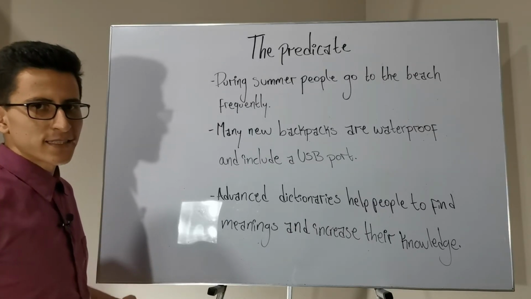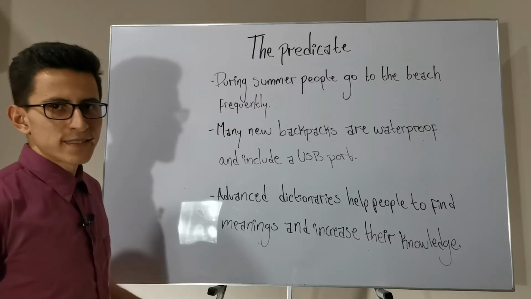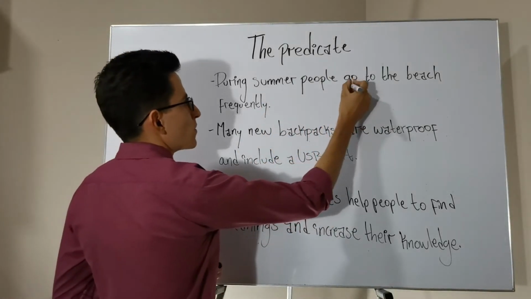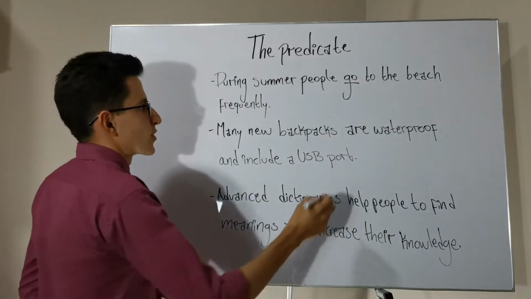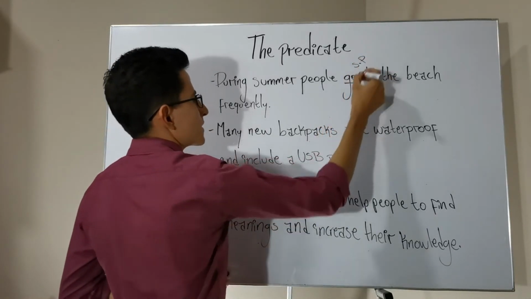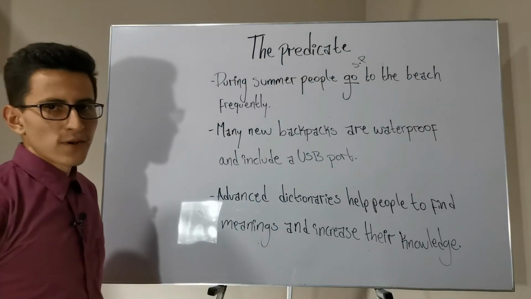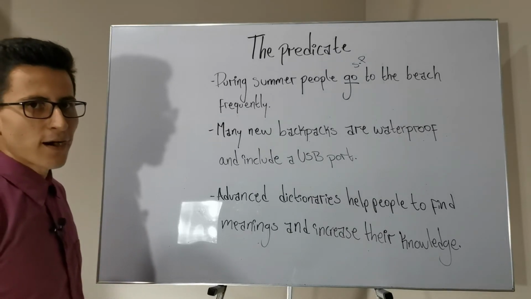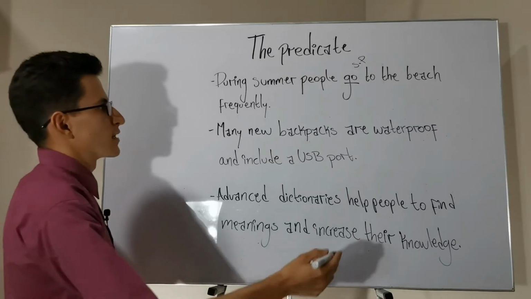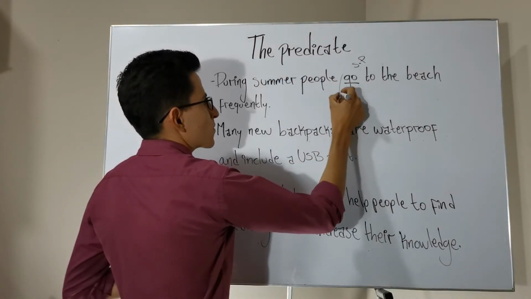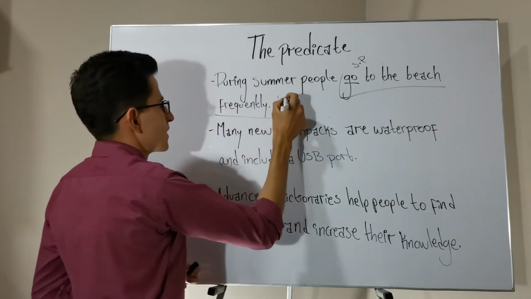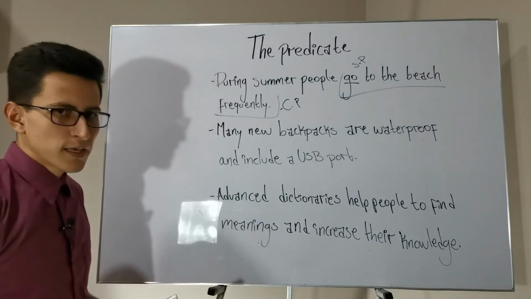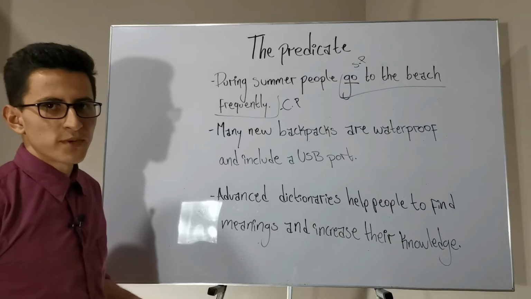First, let's find the simple predicate. During summer, people go. In this case, the word go is the simple predicate. Now let's try to find the complete predicate. So remember that we have to include the simple predicate. Then we go like this. Go to the beach frequently. This is the complete predicate. In this case, we don't have a compound predicate.